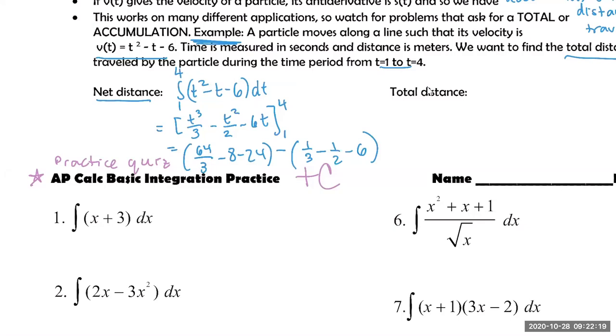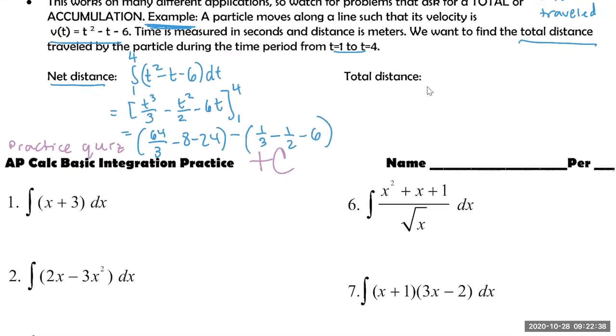And so net distance can be negative. If the area underneath the x-axis happens to be bigger than the area above the x-axis, you're going to get a negative value. It's kind of like overshooting your home. It's like going 60 miles per hour, but then you go past your home. Your net distance is therefore negative.